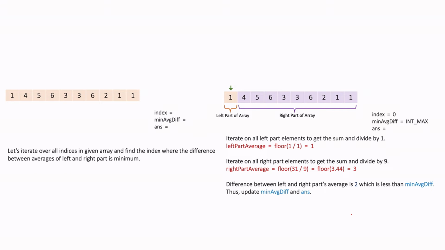As you can see, if we are considering index 0, this is the initial array we have. If we consider I at 0, this is the left part of the array, and if we calculate the sum, 1 by 1, we get the left part average as 1, and the right part average is 31 by 9, and we get the float value 3.